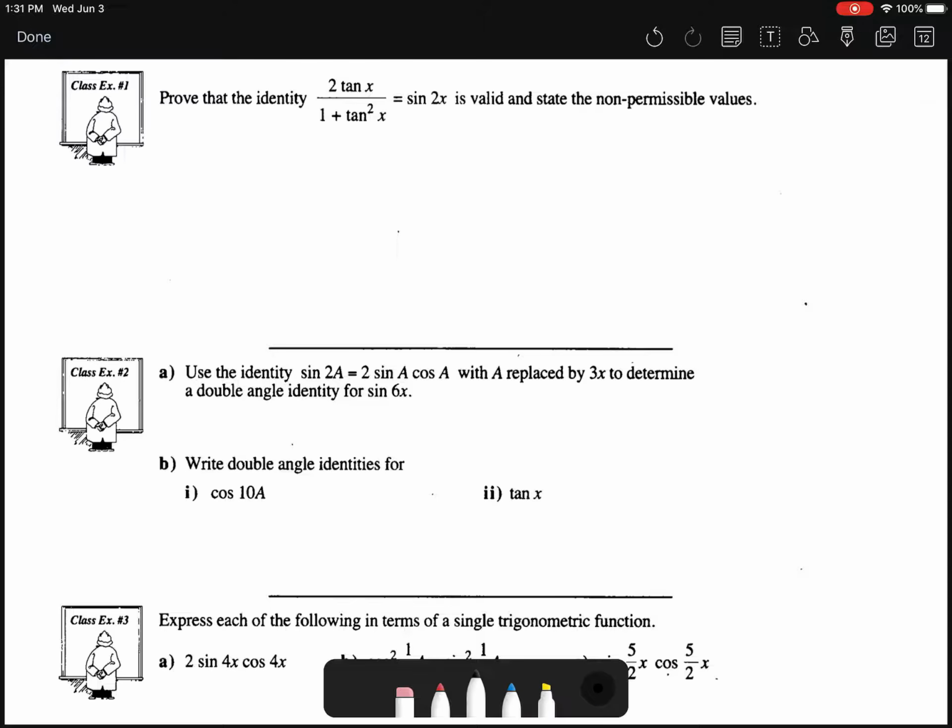Okay, so now let's get into some questions here. It says, prove that the identity 2 tan of x over 1 plus tan squared of x is equal to sine of 2x, that it's valid, and then state the non-permissible values.